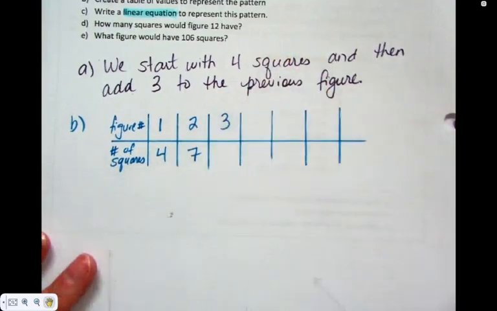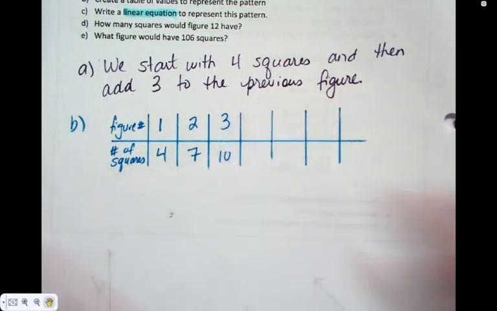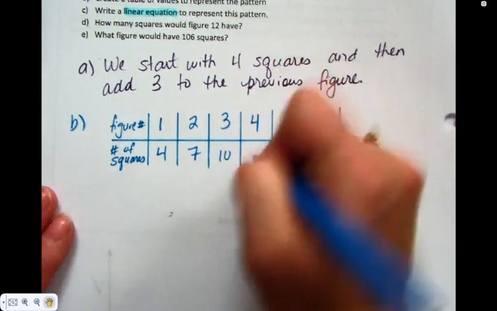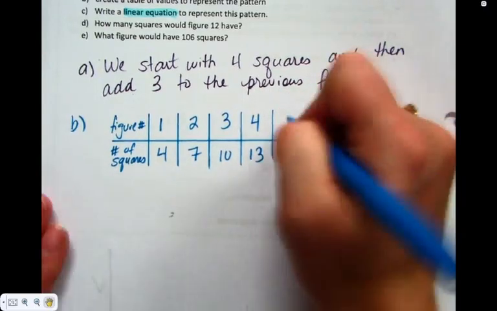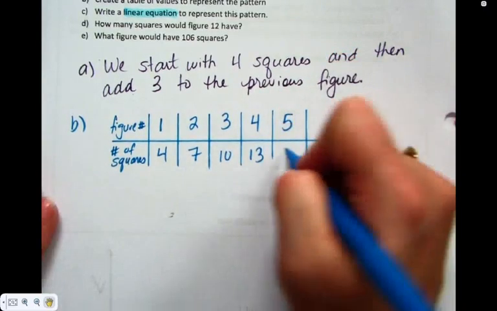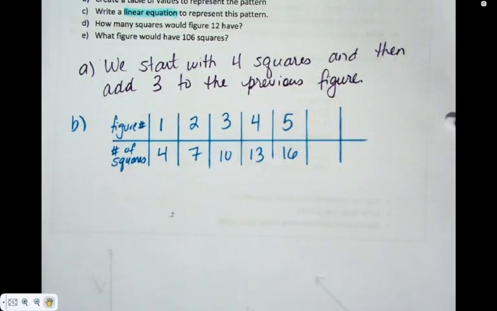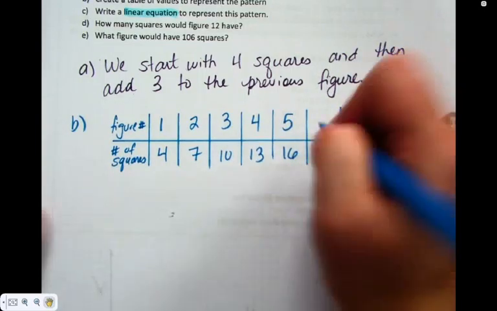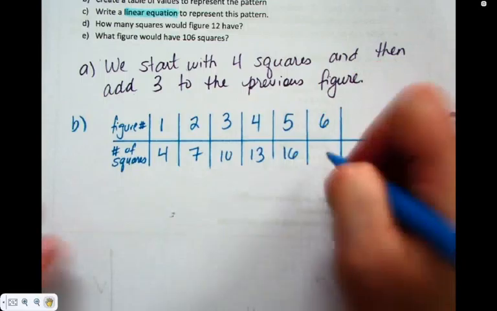Figure 3 we have. And all we're doing is now extending the pattern. We already talked above 4. We know we would have 13. Let's do a couple more. 5 we would have. Where does that come from? 13 plus 3. Figure 6 would have 19.